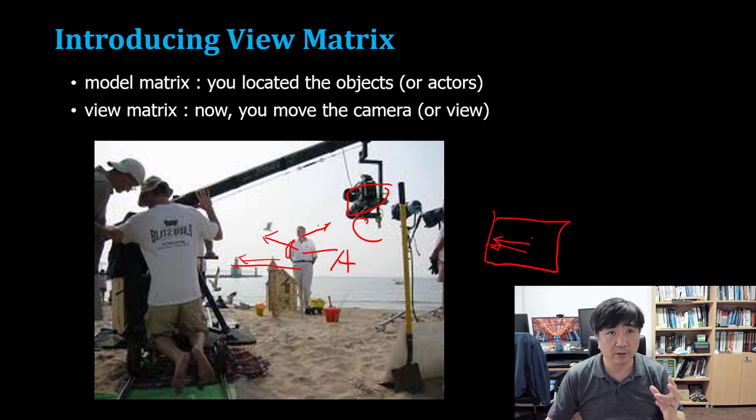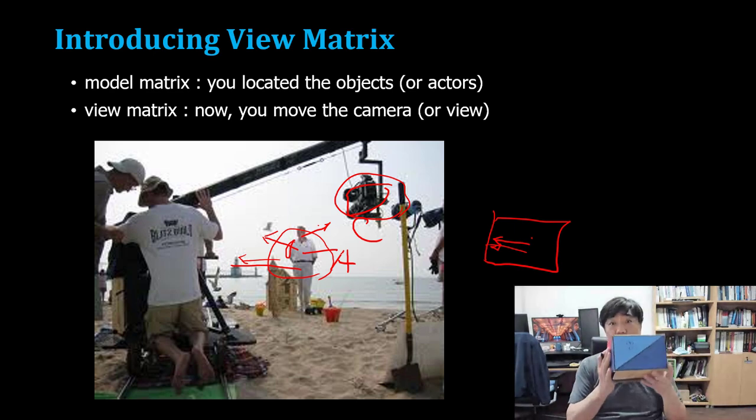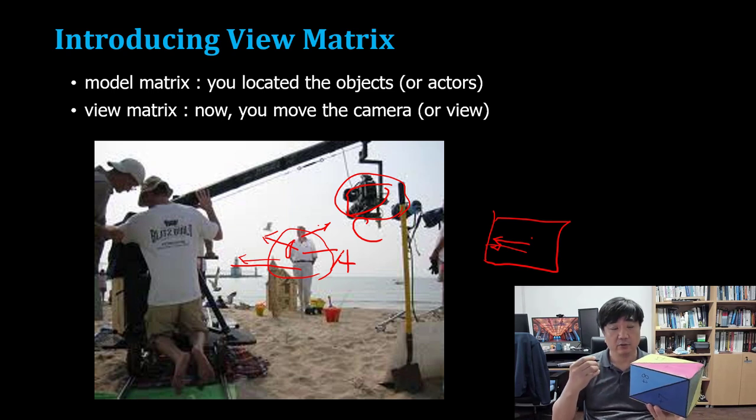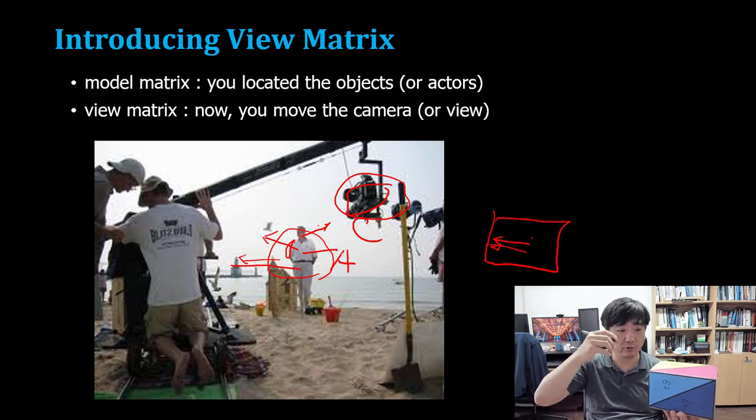Okay, so we need to define the transformation of the camera and the transformation of the actor. In the previous lecture, we learned how to rotate, translate, and scale. That is the affine transformation of a model. We learned how to rotate and translate this cube. But to make a scene, we need to know how to control the camera.